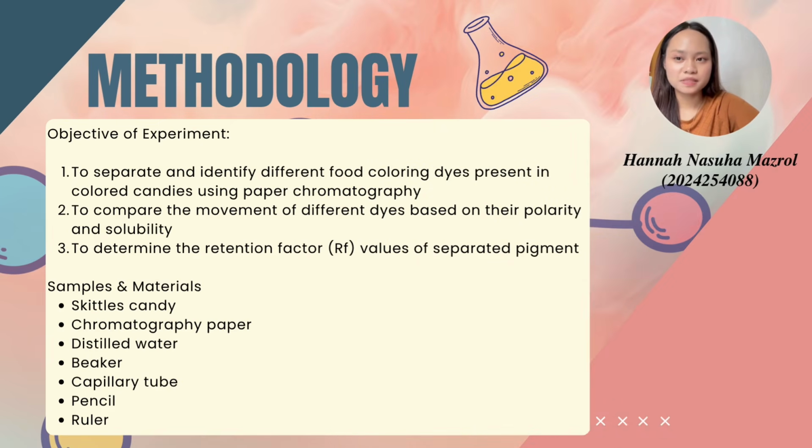We use paper chromatography to separate and identify the food dyes found in sugar-coated candy. The objectives are to explain how paper chromatography works, describe the procedure, and identify the food dyes using their RF values. For this experiment, we use Skittles, or actually any kind of sugar-coated candies depending on your likes, like maybe M&M's. The materials required include chromatography paper, distilled water as a developing solvent, a beaker, a capillary tube, a pencil, and also a ruler.